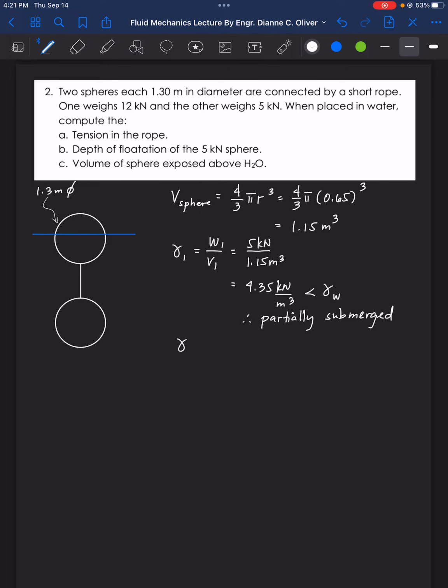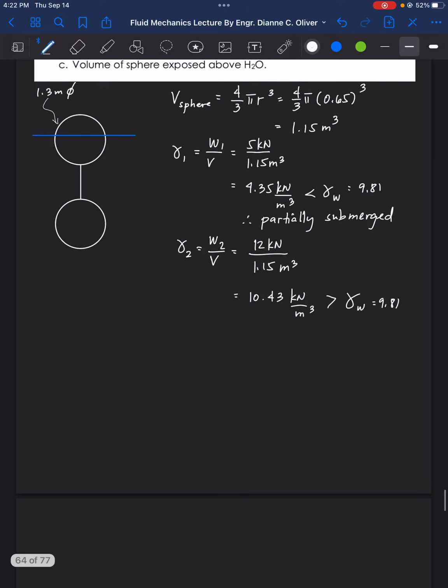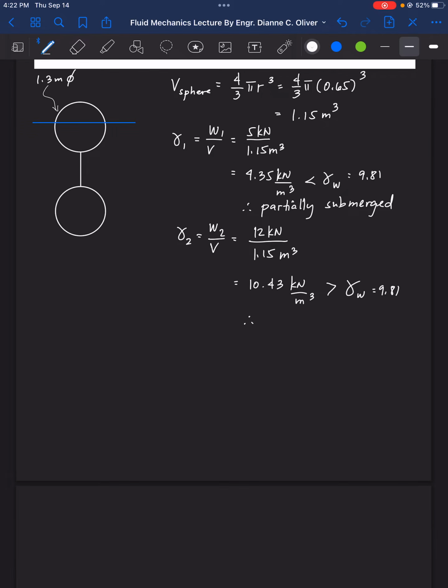Let's compare for gamma 2, that is weight 2 over volume 2. Actually, they have the same volume, so let's not differentiate it. So that is 12 kilonewton over 1.15 cubic meter, which is equal to 10.43 kilonewton per cubic meter. And this is greater than gamma of water, gamma of water being 9.81, right? Since it is greater than the gamma of water, therefore it is totally submerged.